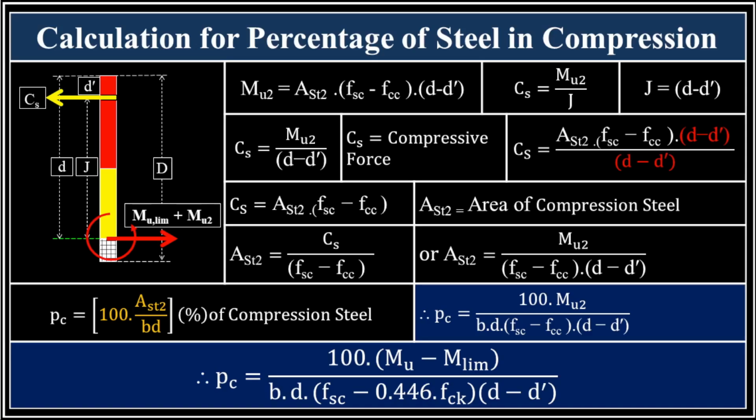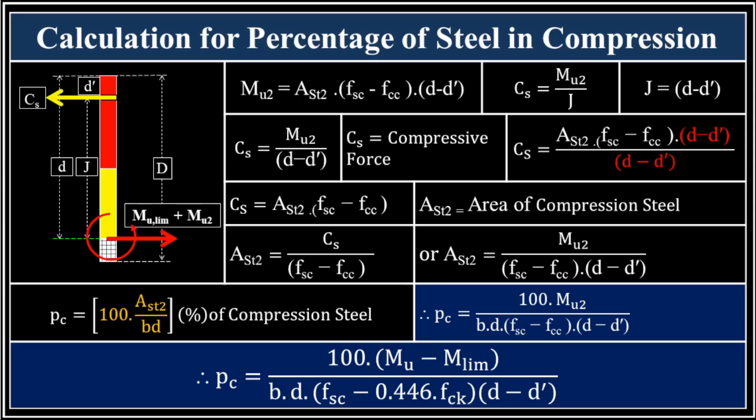The compressive force, CS, equals Mu2 divided by d minus d dot. As we know, force equals moment divided by distance, and here the distance is the lever arm, J.